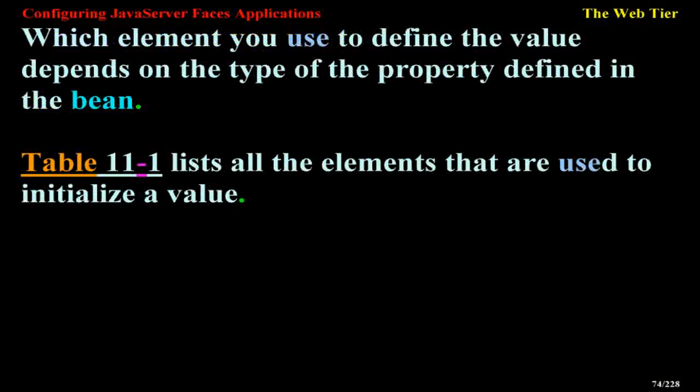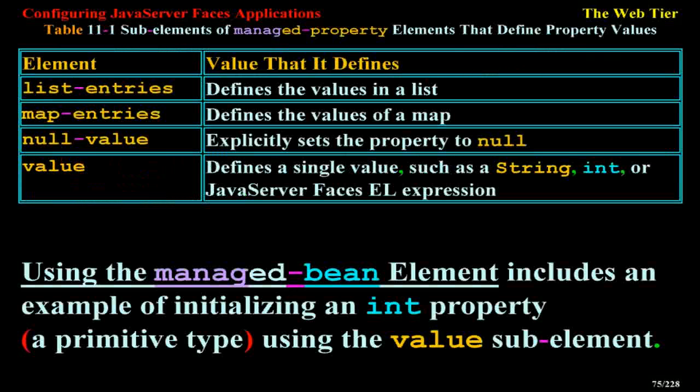Table 11-1 lists all the elements that are used to initialize a value. Table 11-1: sub-elements of managed property elements that define property values. Element, value that it defines. List entries defines the values in a list. Map entries defines the values of a map. Null value explicitly sets the property to null. Value defines a single value, such as a string, int, or JavaServer Faces EL expression.